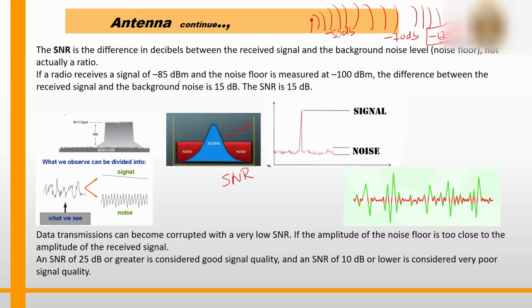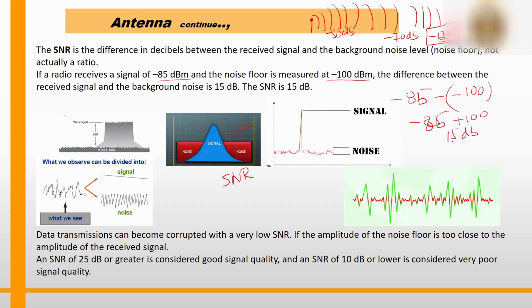If a radio receives a signal of minus 85 dBm and the noise floor is measured at minus 100 dBm, that is nothing but minus 85 minus minus 100 dB. So this becomes minus 85 plus 100, that is 15 dB.